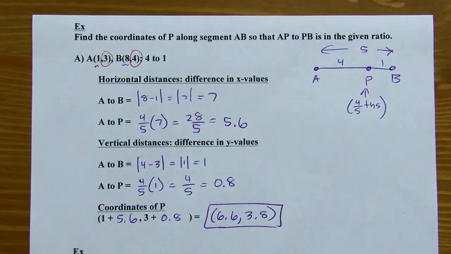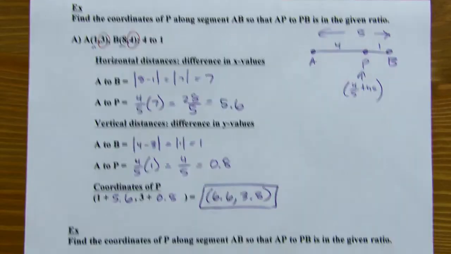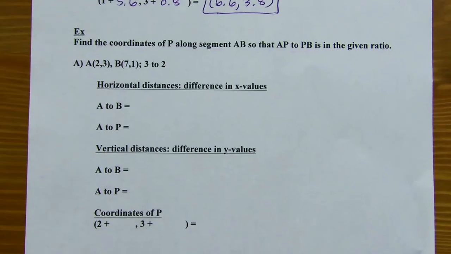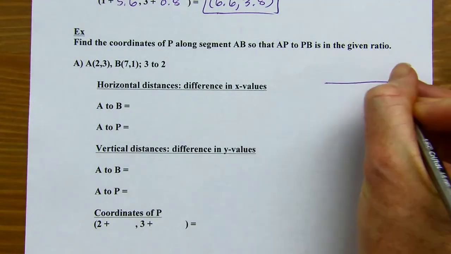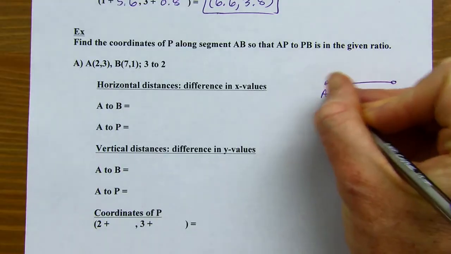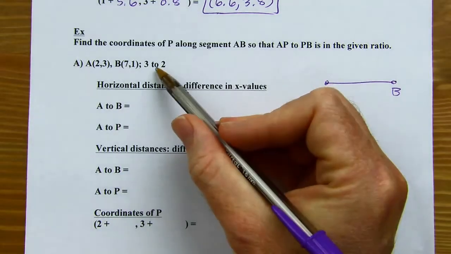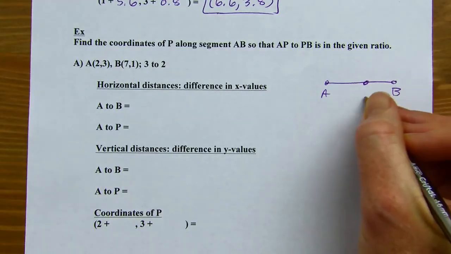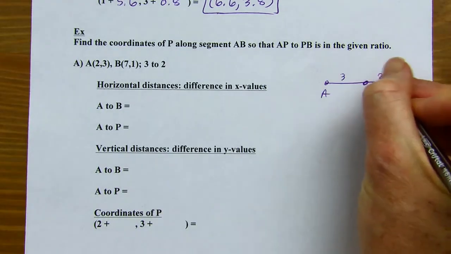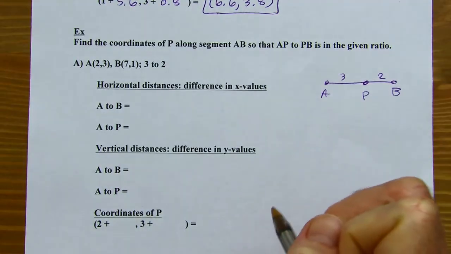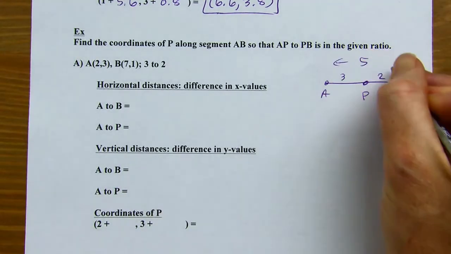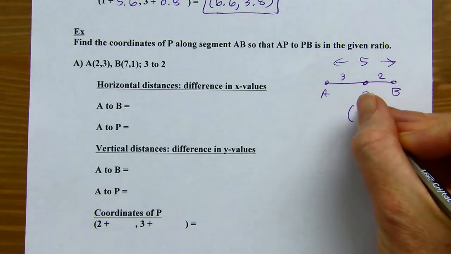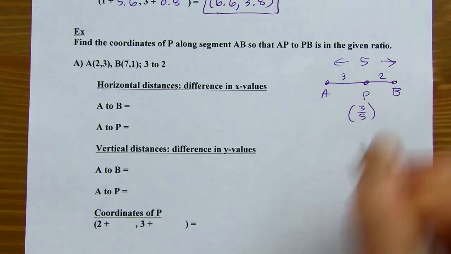All right, let's try one more. I'm just going to draw the line segment picture just to organize things. My ratio here is 3 to 2, so that first bit would be about 3, and the second bit would be 2. So I put P a little closer to B than it is to A, and the whole line segment is going to have a length of 5. That means I'm thinking of this as 3/5 of the way from A to B.